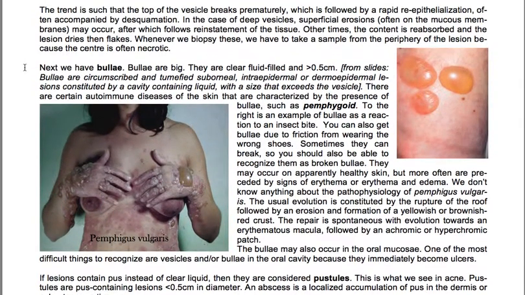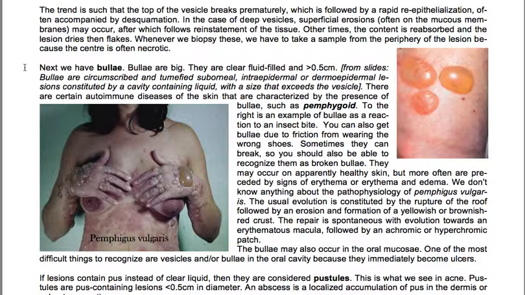The trend is such that the top of the vesicle breaks prematurely, which is followed by a rapid revitalization, often accompanied by desquamation. In the case of deep vesicles, superficial erosions, often on the mucous membranes, may occur, after which follows reinstatement of the tissues. Other times the content is reabsorbed and the lesion dries with then flakes.